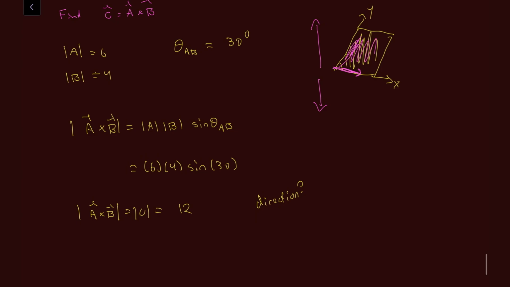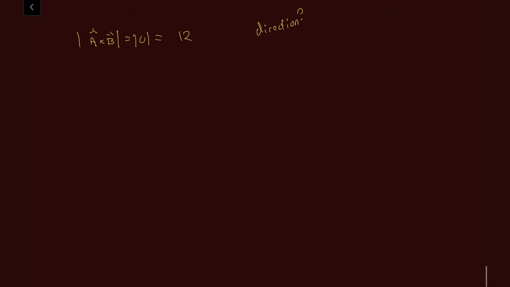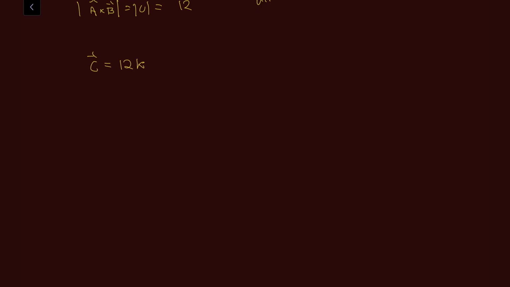So in which direction? Well, remember, it's A cross B, and we know that A is on the x-axis. This is your y. So we know that A is here on this axis, and we know that B is somewhere along here. If we do the right-hand rule, A cross B, we're going to be curling A this way, and our thumb is going to be pointing up. And up is the k-hat direction. So we know now the magnitude and the direction. So we know that C vector is equal to 12 k-hat. And that's going to be your answer for example 1.11.